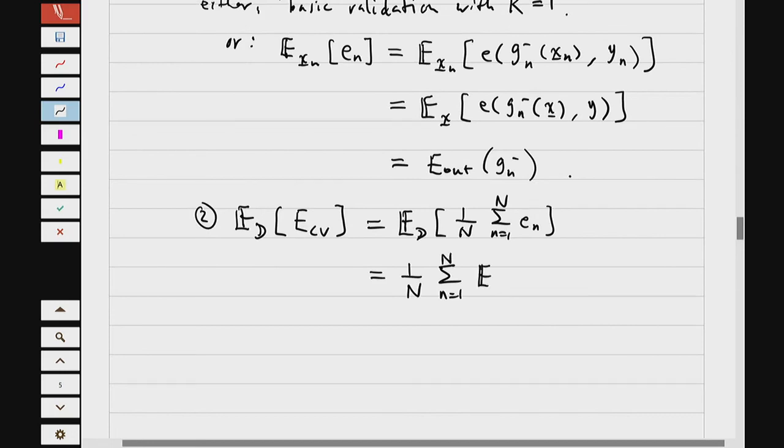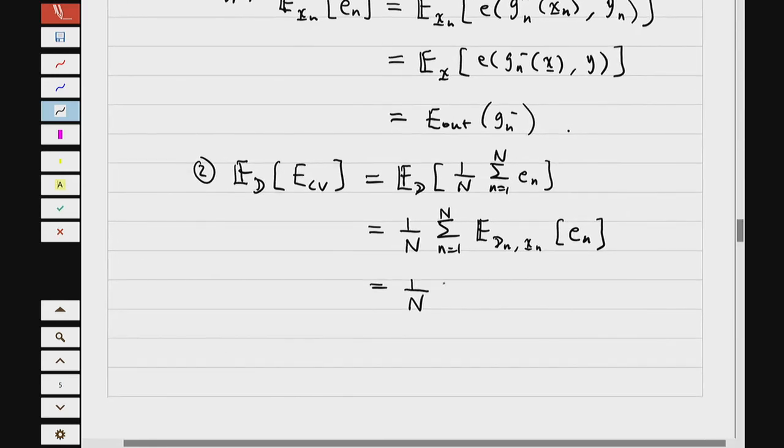This data set D has two parts, right? There's a D_n part and then the x_n. I'm just writing it out, really not changing anything. There are two parts like that, and they're independent. So since this is an expectation over two different random quantities that are independent, I can write this expectation as a nested expectation: expectation over one and then expectation over the other.